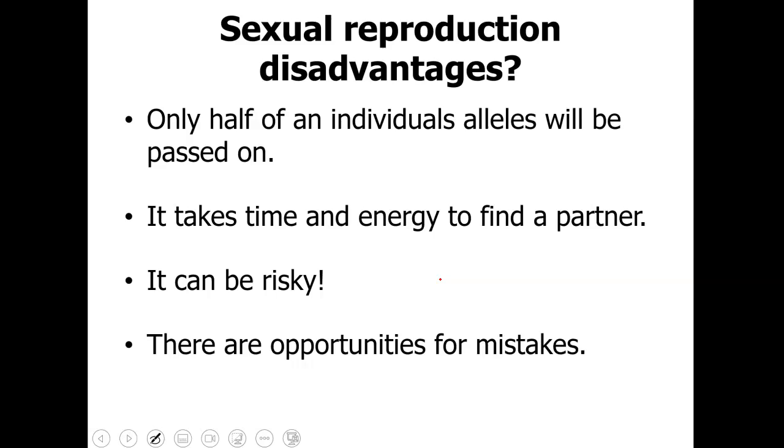Only half of the individual's alleles are going to be passed on. It's not going to pass all of its alleles on. It takes time and energy to find a partner. It can be risky to find that partner, and there's going to be lots of opportunities for mistakes. So, even though you get genetically unique individuals, sexual reproduction does have its disadvantages.